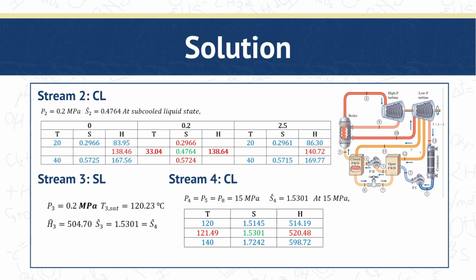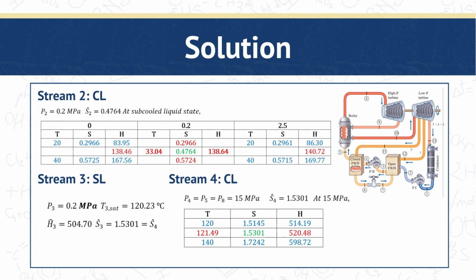Then we have the third stream, which is a saturated liquid. P3 is equal to 0.2, again because of the open feed water heater. And T3 is a saturation temperature, which is 120.23. H3 and S3 are as follows. And S3 is equal to S4 because of the pumping, which is isentropic. Stream 4 is a compressed liquid. As I have mentioned, pressure 4 is equal to the pressure of the boiler, which is 15 megapascals.